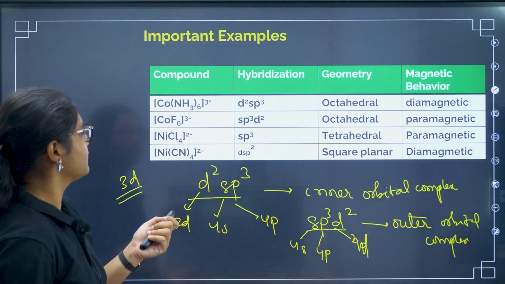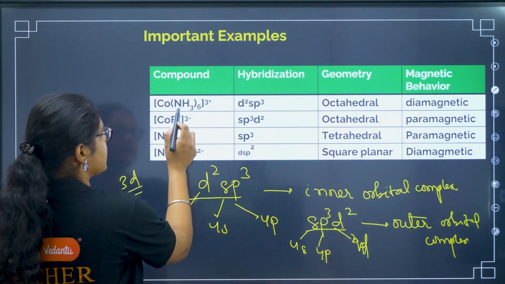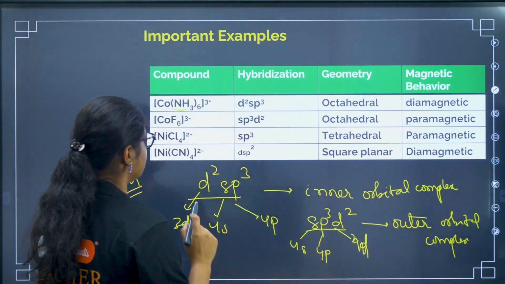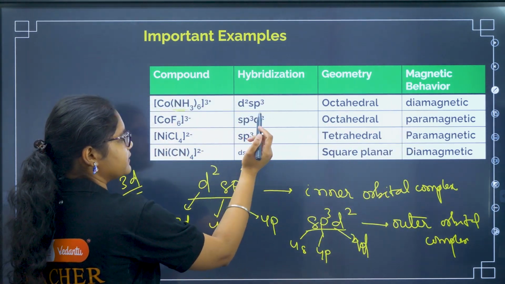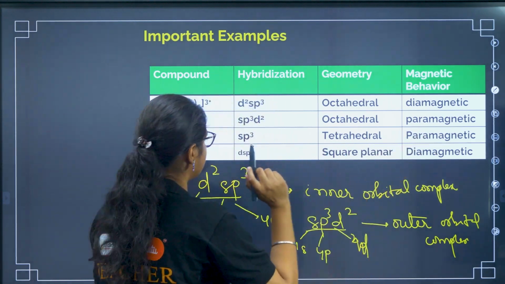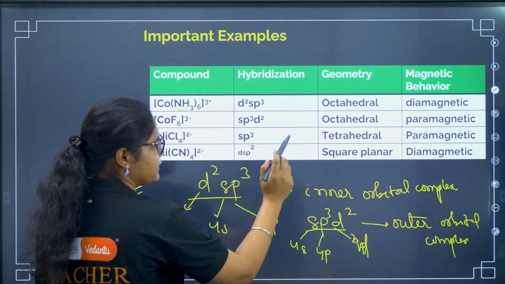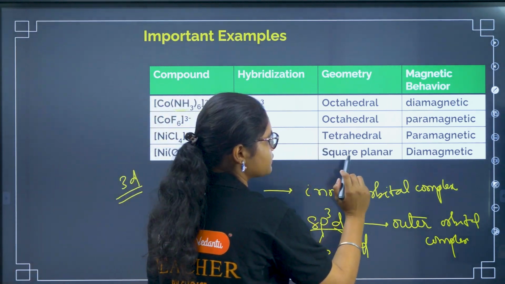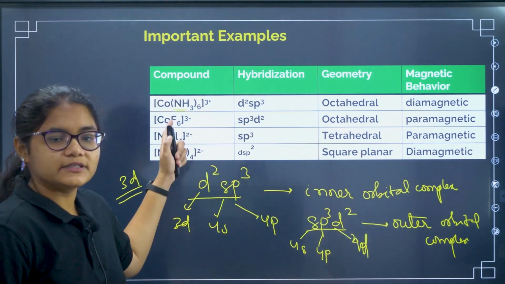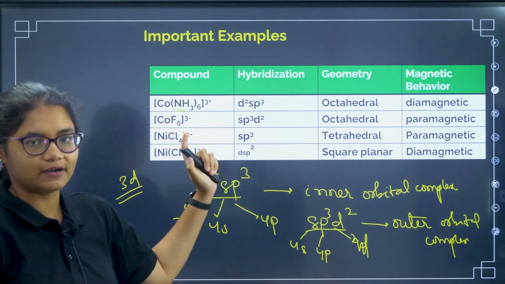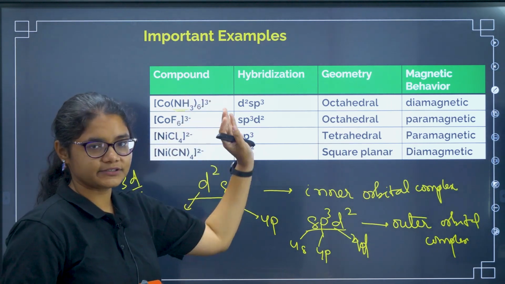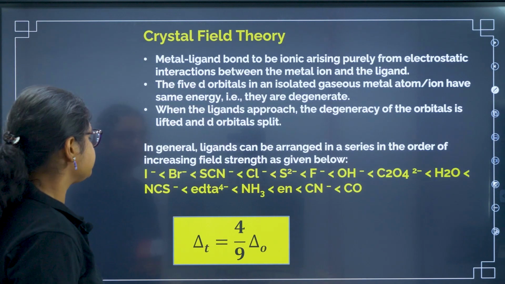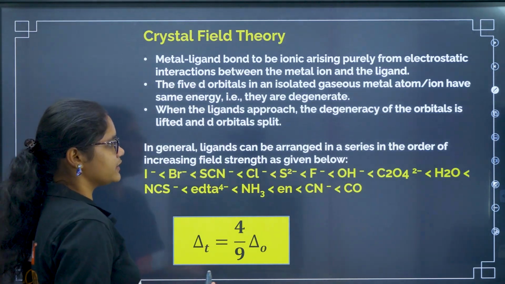Okay, fine. So you can just remember these examples. NH3 is a strong field ligand, so we will get octahedral and diamagnetic behavior. CoF6 will get sp3d2, again octahedral but paramagnetic. NiCl4 is sp3 tetrahedral paramagnetic and Ni(CN)4 is dsp2 square planar and diamagnetic. So all these 4 examples are there in NCERT. You should know their hybridization, geometry and magnetic property. Fine, now we can go to crystal field theory.